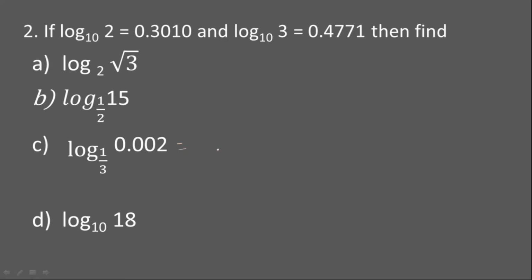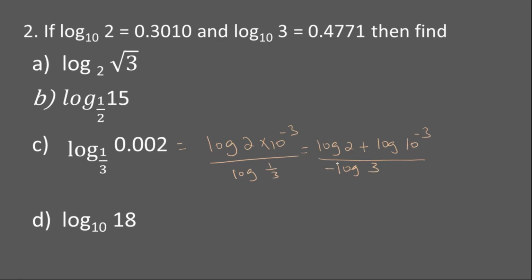over 2. Let me proceed to C, the logarithm of 0.002 to the base 1/3. This can be written as log 2 times 10 to the power of minus 3, divided by the logarithm of 1/3. This can be written as the logarithm of 2 to the base 10 plus the logarithm of 10 to the power of negative 3, divided by the negative of log 3. So it comes to be log 2 minus 3, because the logarithm of 10 is 1, times minus 3, divided by the negative of log 3.